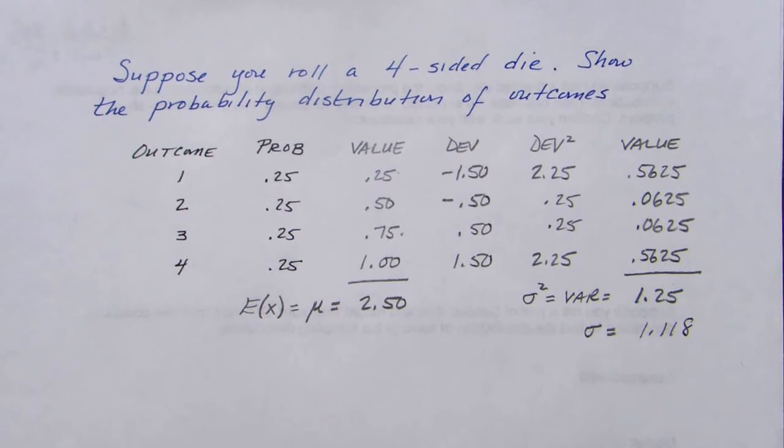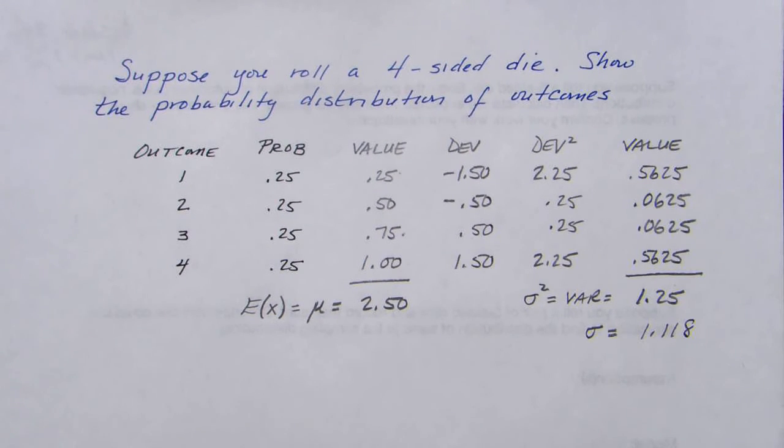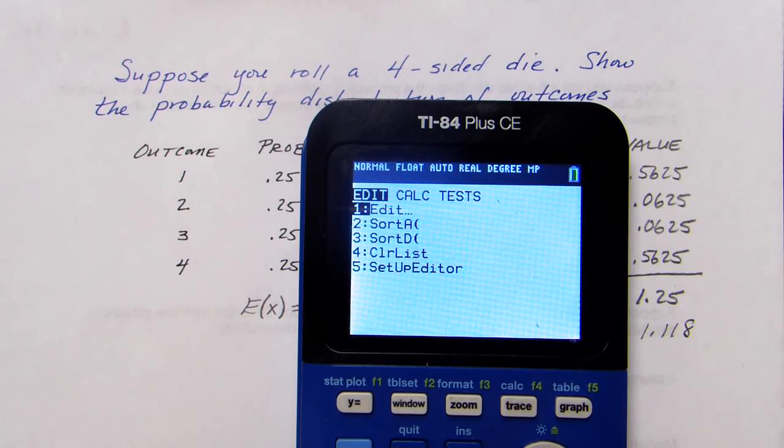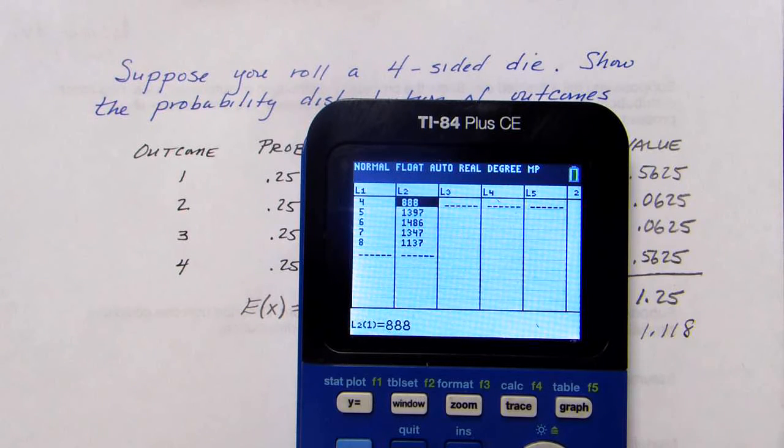Now, you can actually do this on your calculator as well. I'd like to show you how that works. So I'm going to go to Stat, I'm going to edit. Okay, so let me go ahead and clear these lists out. Here and clear. Okay, so let me put in my values. So I've got an outcome of 1, 2, 3, 4. And then over here I've got my frequencies of 0.25 in each case.